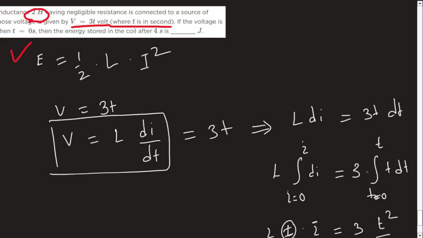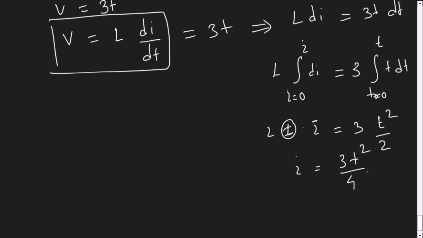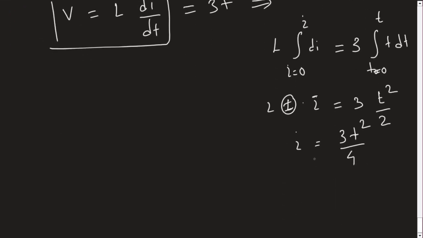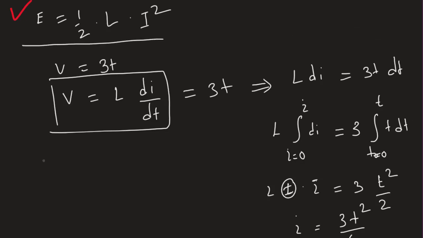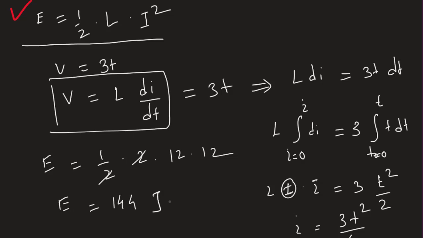And what we have to do is find the energy stored after 4 seconds. So if you put the t's value as 4 over there, current will be 3 into 16 divided by 4. So current will be 12 ampere. Okay. Now we know that the energy is given by this formula. So we can write 1 half into 2, L is 2, and current was 12 ampere. So 12 into 12. So 2 is cancelled out, and then energy is equal to 144 joule. That's it. That's how you can find out this energy stored in the coil.